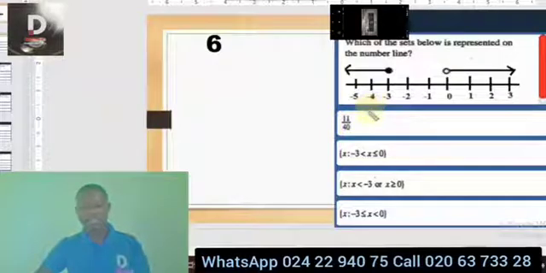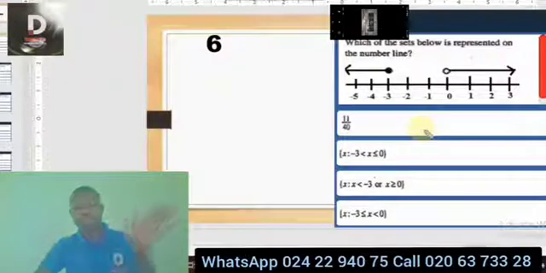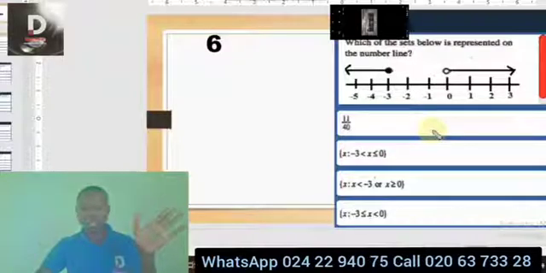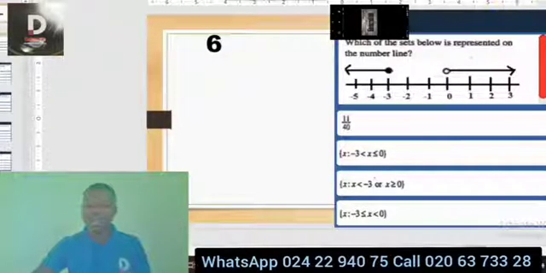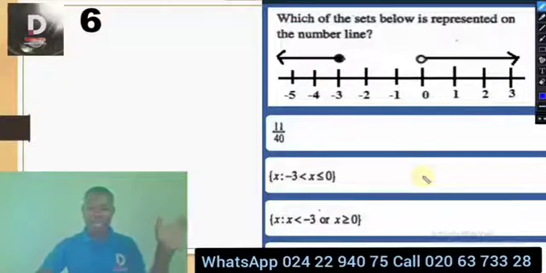At this stage, look at what the examiner is presenting. He said, which of the sets below is represented on the number line? On the number line, the direction of the arrow is the indication of the numbers you want. Let me open up my screen for you then. So use the direction of the arrow to determine the values of x we are looking for.